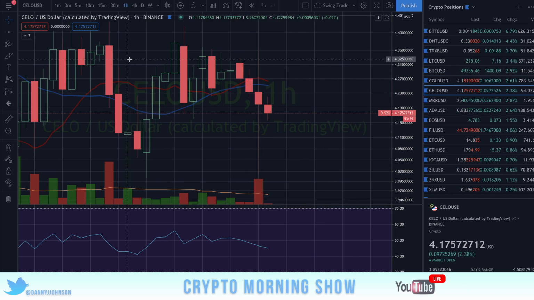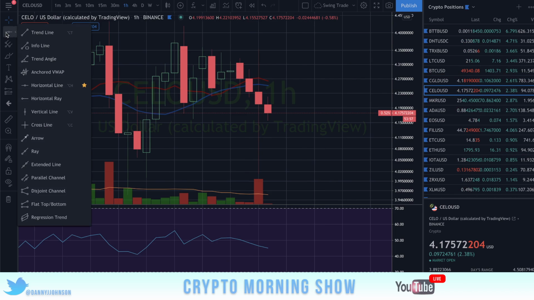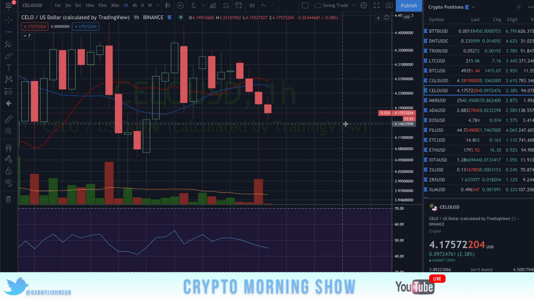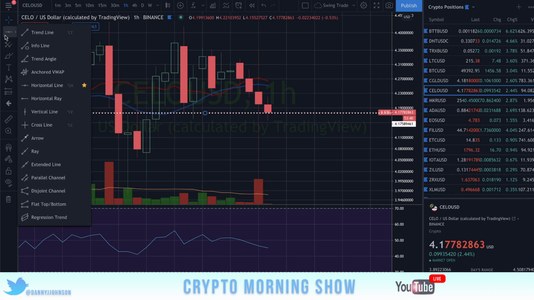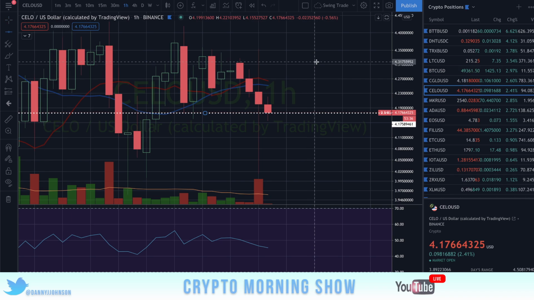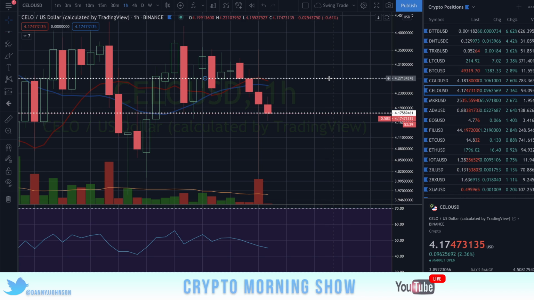CELO, CELO USD. We're watching heavy sell volume on this particular one. We got support at $4.17, and we'll see if that can close out there. Then first level resistance is going to come into play right here at $4.27.